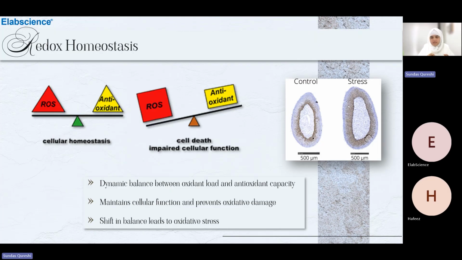Redox homeostasis represents the dynamic equilibrium between the oxidant load and the antioxidant defenses. When this balance is maintained, the cellular processes function normally and oxidative damage is minimized. But if the reactive oxygen species accumulate beyond what the antioxidants can handle, this balance ultimately tips, resulting in oxidative stress, which disrupts proteins, lipids, and DNA and impairs cellular function, contributing to disease mechanisms later on.